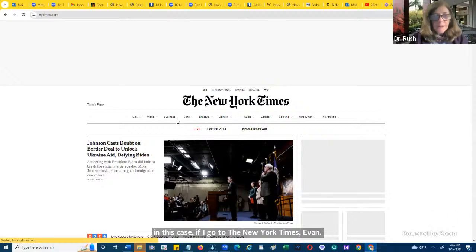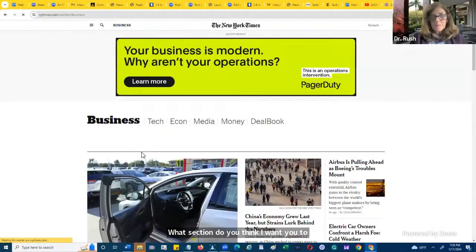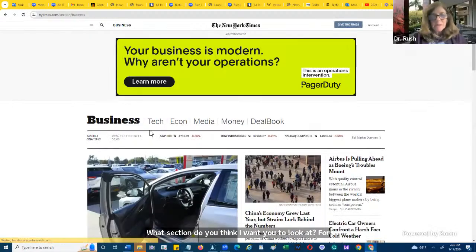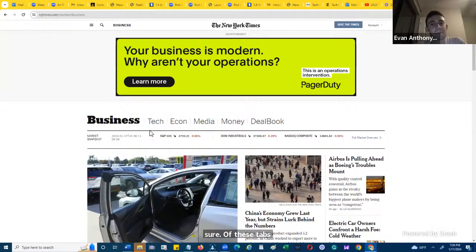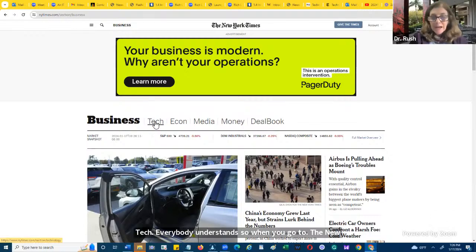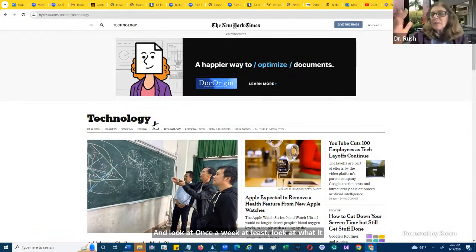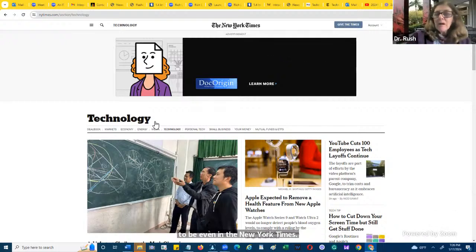So in this case, if I go to the New York Times, Evan, and I go to business, what section do you think I want you to look at for sure of these tabs? Tech. Tech. Everybody understands? So when you go to the New York Times under business, I want you to go under tech and look at, once a week at least, what seems to be happening, so that we have more of an idea of where the trend's going.